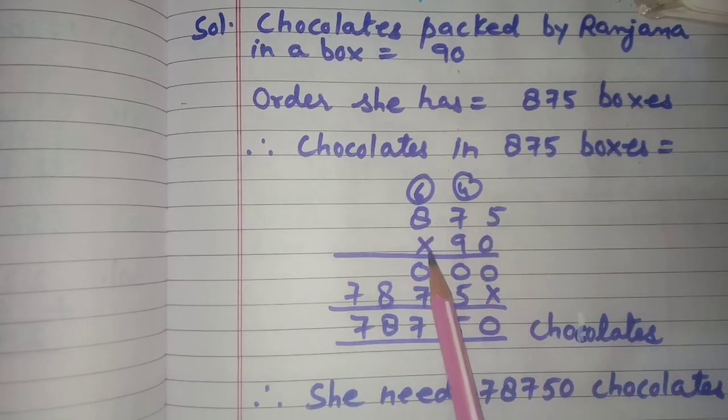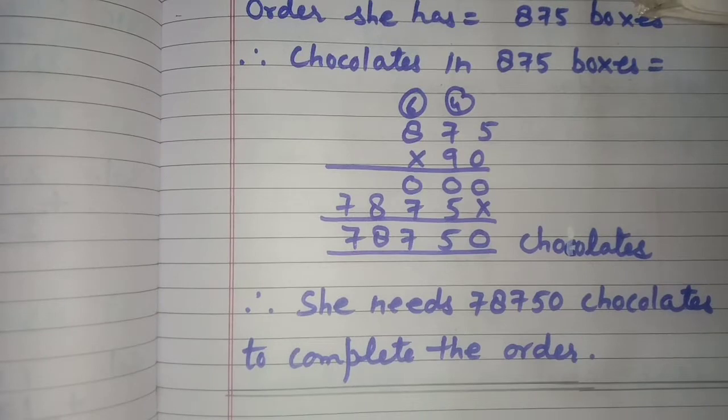So, 875 multiplied by 90. You will get the answer, that is 78,750 chocolates. So, this is the number of chocolates in 875 boxes. It means this is the number of chocolates that she needs to complete the order. So we can easily say that she needs 78,750 chocolates to complete the order.